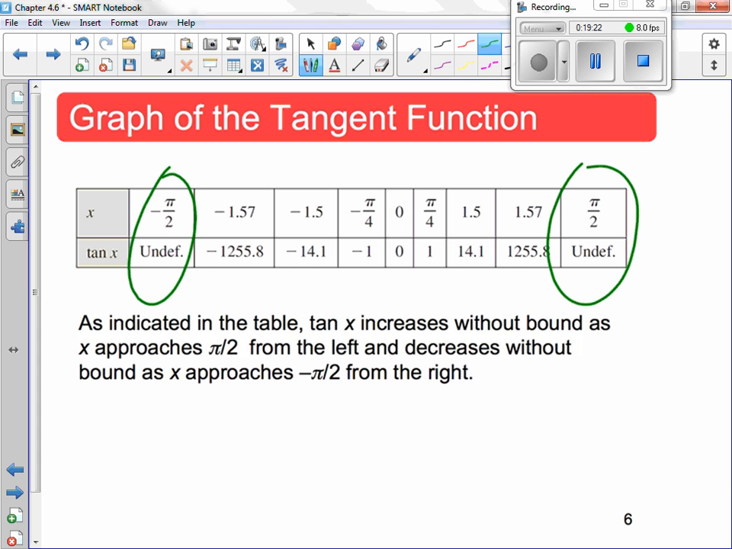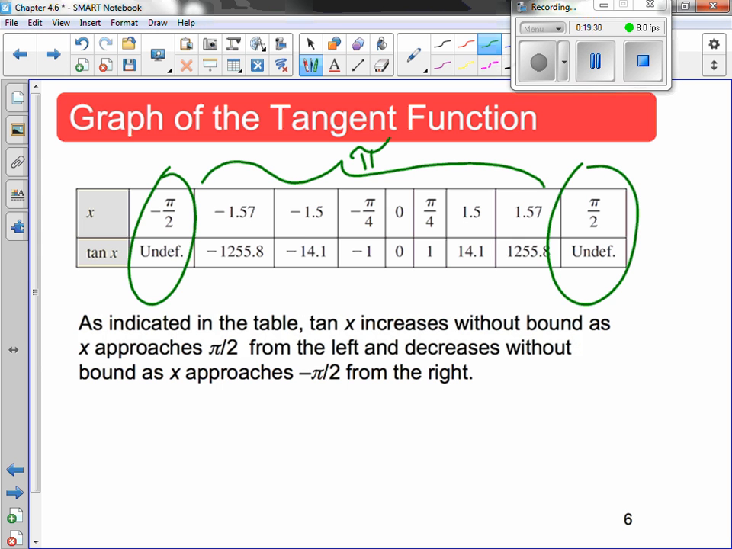Now it's going from negative pi over 2 to pi over 2. Well, this here is a distance of pi. So tangent doesn't have a period of 2 pi, it has a period of pi. It repeats itself every pi units.